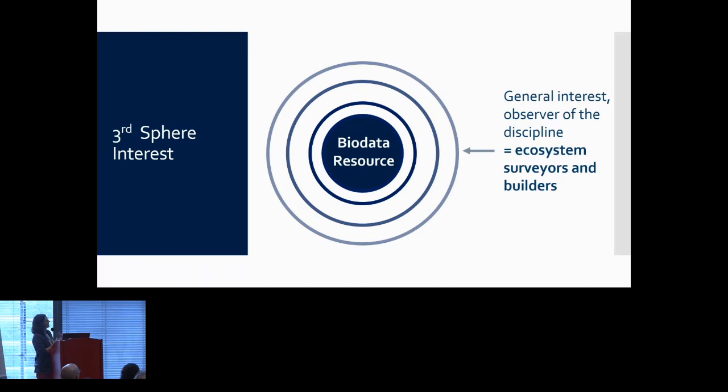And then the third category is the general interest, and I think of this as the observer of a discipline as a whole. So this could be ecosystem surveyors, which I think of as myself in the context of this talk, but also ecosystem builders, for those of you who are creating federated searches that are trying to gather data from lots and lots of different types of resources that might all be related to nematode research or some sort of topic. How do you even find the resources that you should be trying to connect to?